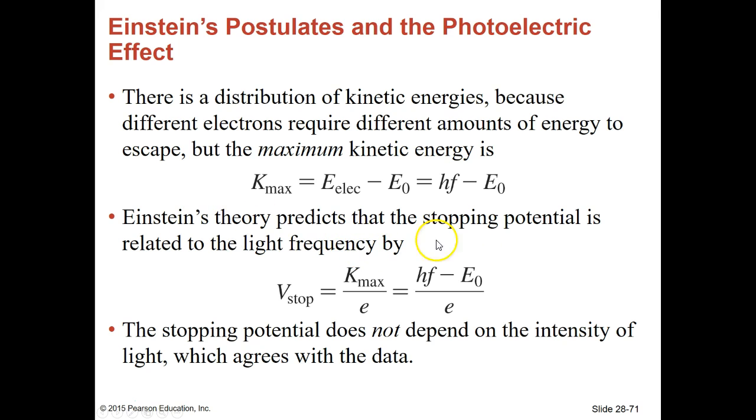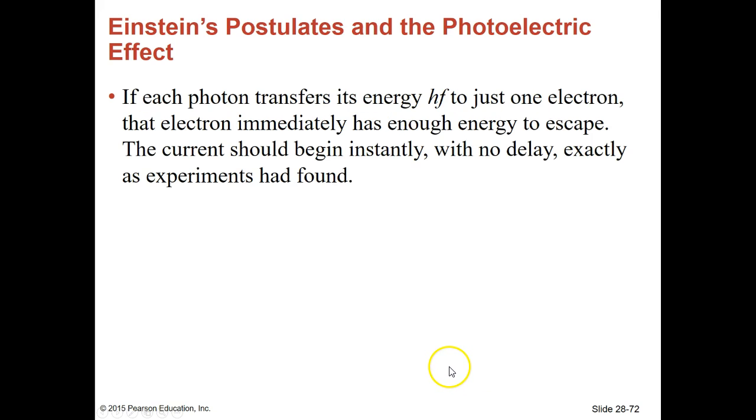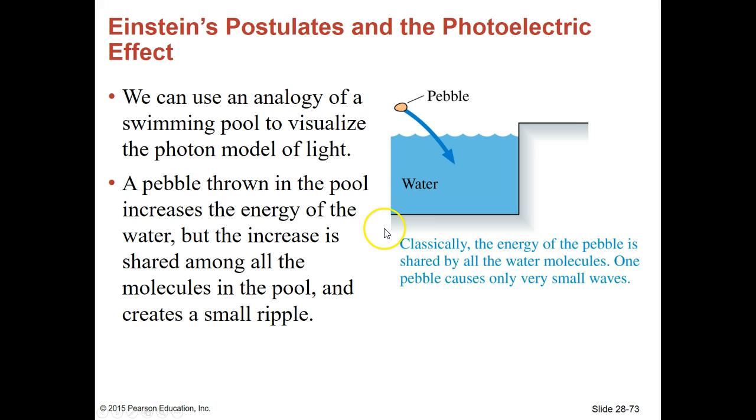His theory predicts that the stopping potential is related to light frequency using this equation. The stopping potential is the maximum kinetic energy divided by e, and we define kinetic energy using the above. So it's just hf minus the work function, all over the value for the elemental charge. So the stopping potential does not depend on the intensity of light. It just gives us more current. If each photon transfers its energy hf to just one electron, that electron immediately has enough energy to escape, and the current does begin instantly. No delay at all, don't have to warm anything up, it just kicks it right out.